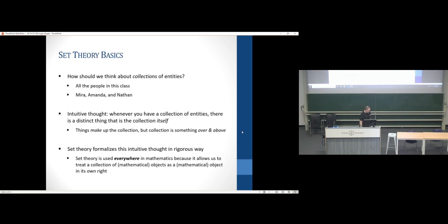So the core idea, if you like, when we're thinking about set theory is, how should we think about collections of entities? If we think about all the people in this class, well, we can think about them in terms of the specific individuals, but we can also say things about the collective that seem true of the collective, not of the individuals.